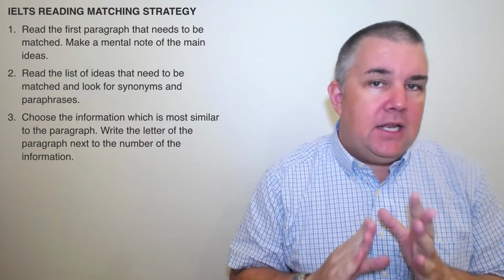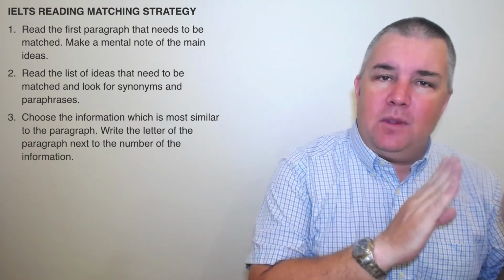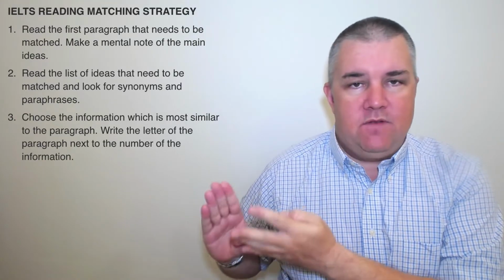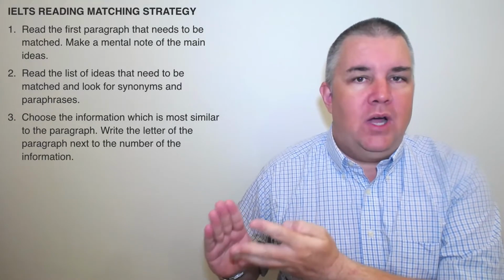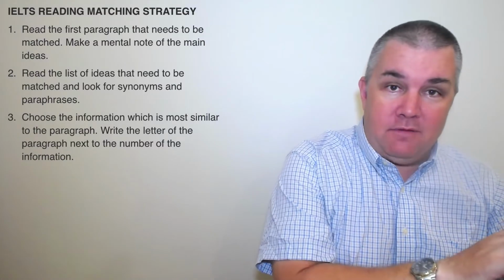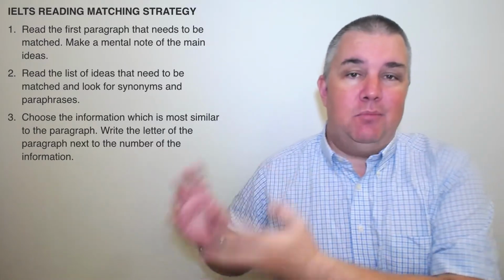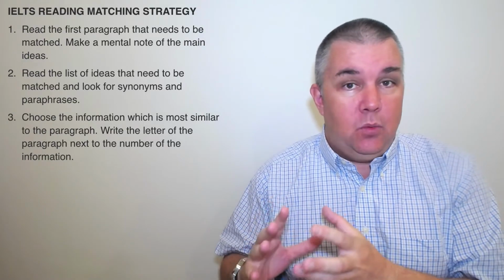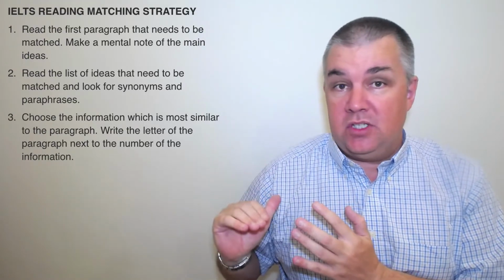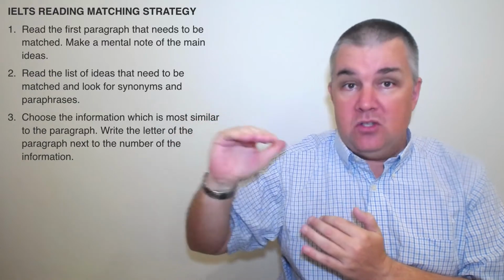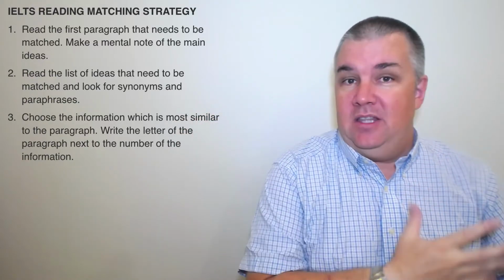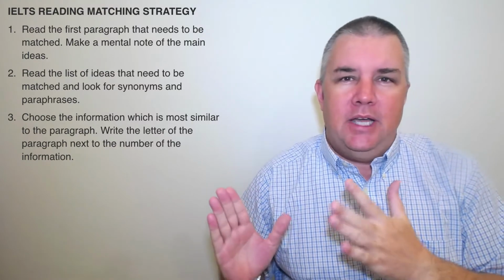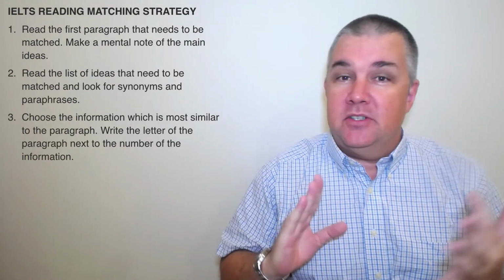And the important part here is write the letter of the paragraph next to the number of the heading or information. So don't write number 3 next to the paragraph. Write A next to number 3, if that's the case. So this is a situation in reading where you're not answering the questions in order. You're not doing number 1, 2, 3. You're doing it in the order of paragraphs. Be careful not to get mixed up and writing numbers and letters in the wrong place.